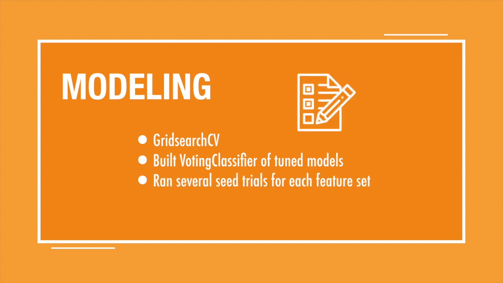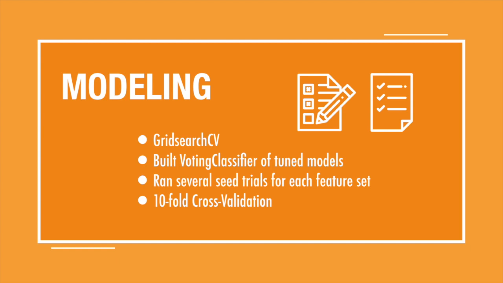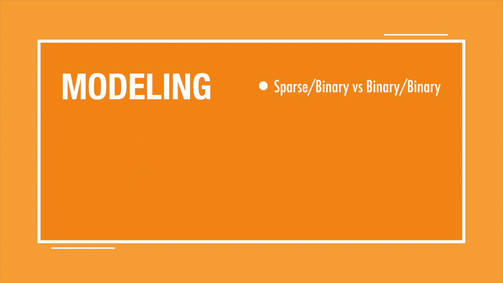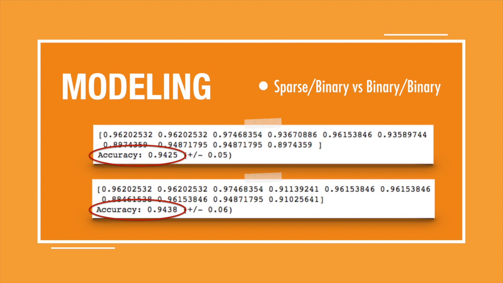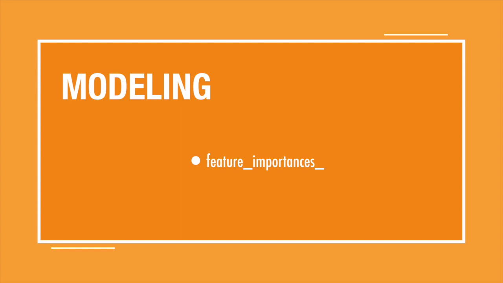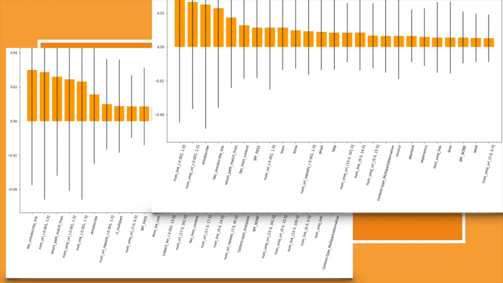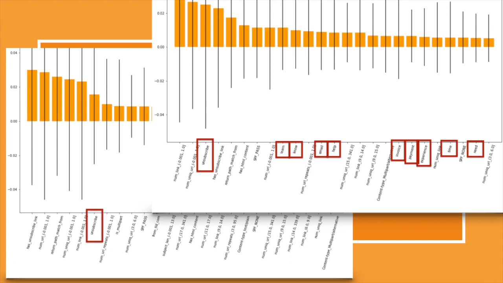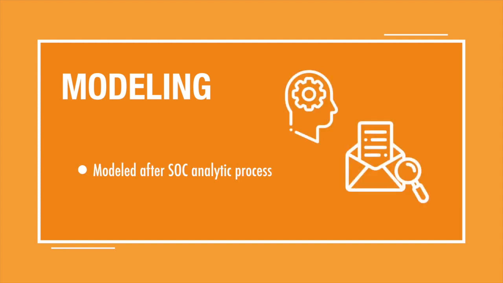I ran each set with several different seeded trials, as well as tenfold cross-validation. The 2 feature sets performed very similar to each other, seen here as the cross-validation results for each. But looking at the importances from the tree model for each set, the binary-binary features ended up with more terms in its important features than the sparse binary set. This enforces the earlier concept of truly taking into account both text and non-text features. After all, this is really what I'm after here, which is replacing and modeling a SOC analyst's mindset.